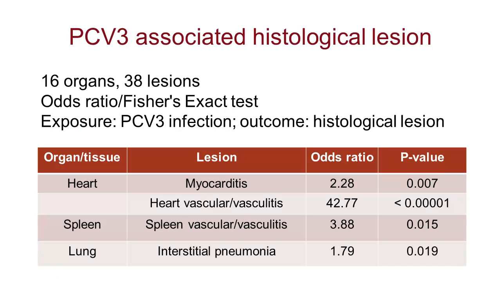So here's our data. For the 16 organs and 38 types of lesions, we found the lesions in the heart, spleen, and lung have an odds ratio over 1, and they all have statistically significant p-values. The lesion types are myocarditis, heart vasculitis, spleen vasculitis, and interstitial pneumonia. So basically, multisystemic vasculitis plus interstitial pneumonia are the lesions we found associated with PCV3 infection.